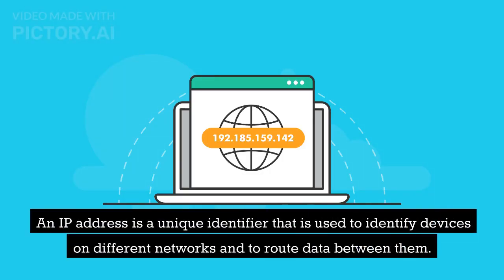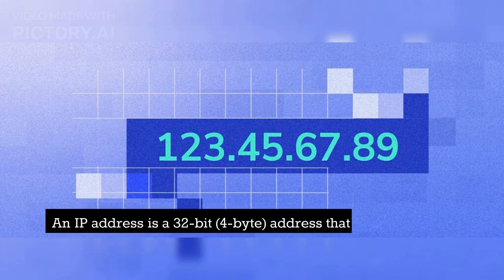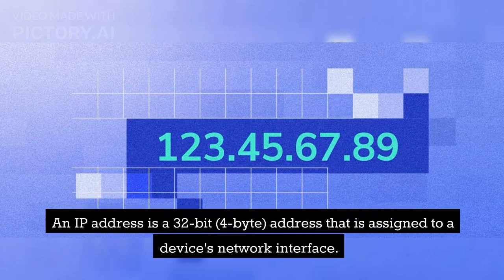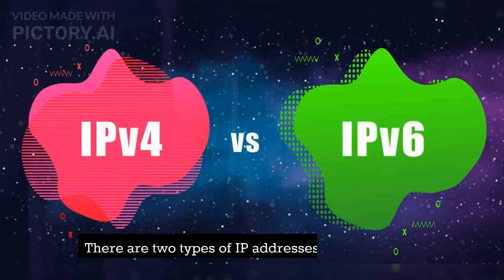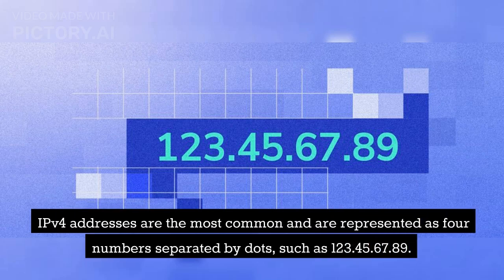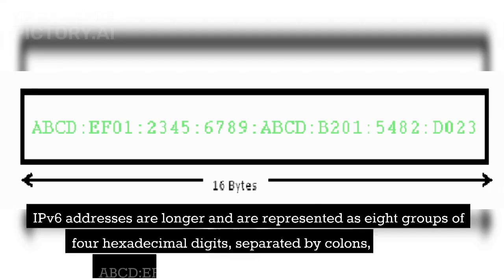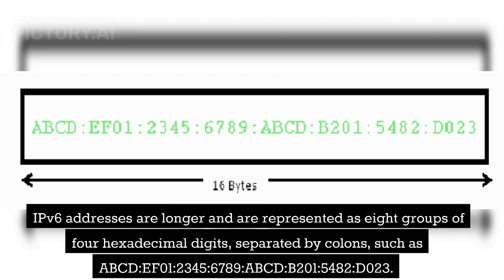An IP address is a unique identifier that is used to identify devices on different networks and to route data between them. An IP address is a 32-bit, 4-byte address that is assigned to a device's network interface. There are 2 types of IP addresses, IPv4 and IPv6. IPv4 addresses are the most common and are represented as 4 numbers separated by dots, such as 123.45.67.89. IPv6 addresses are longer and are represented as 8 groups of 4 hexadecimal digits, separated by colons, such as ABCD, EF01, 2345, 6789, ABCD, B201, 5482, D023.